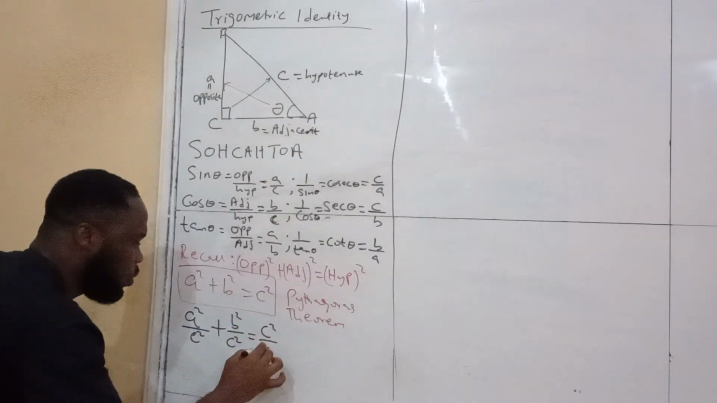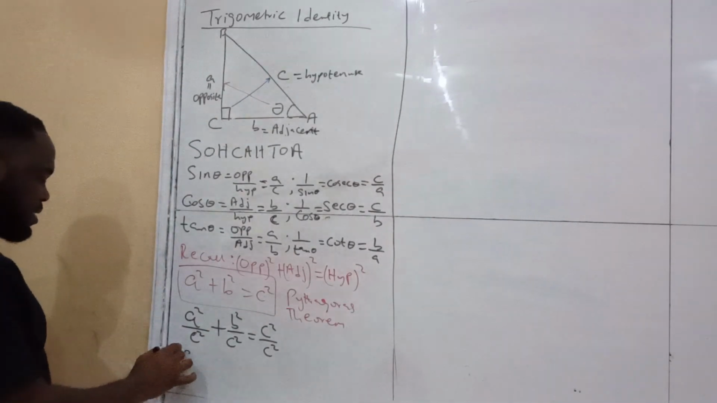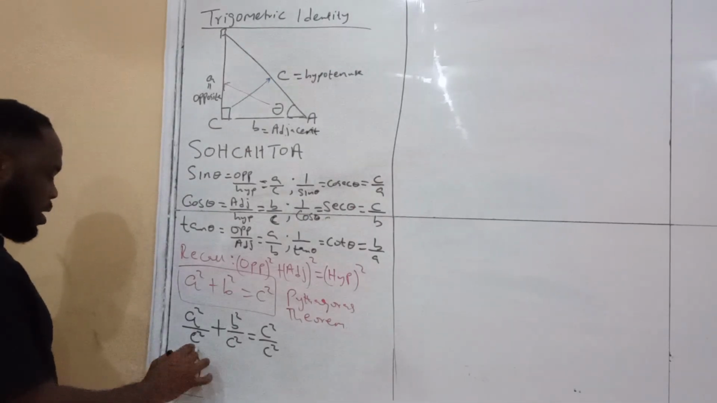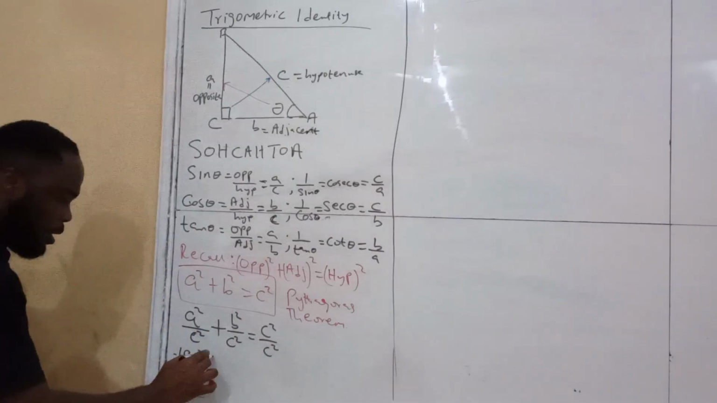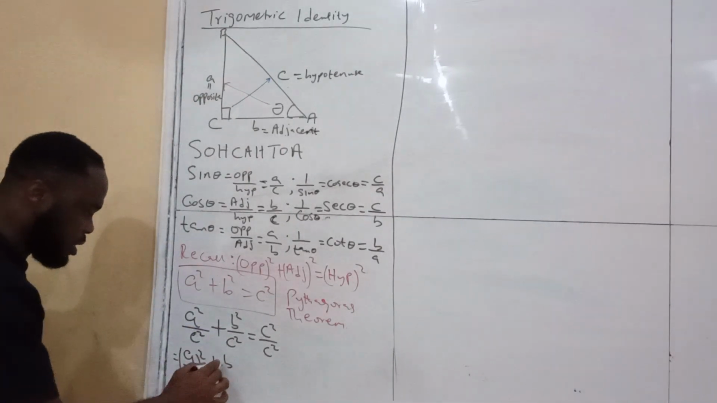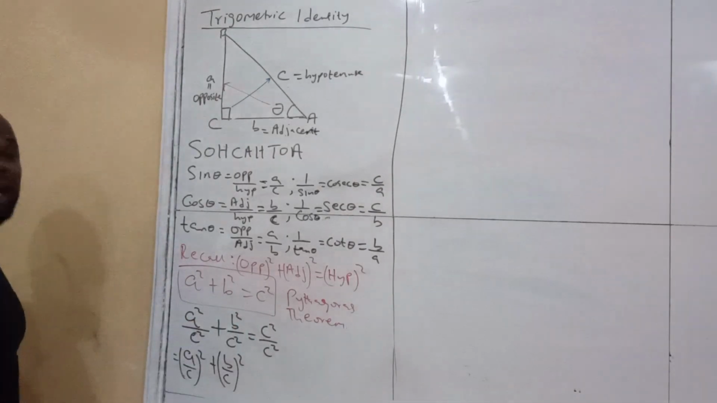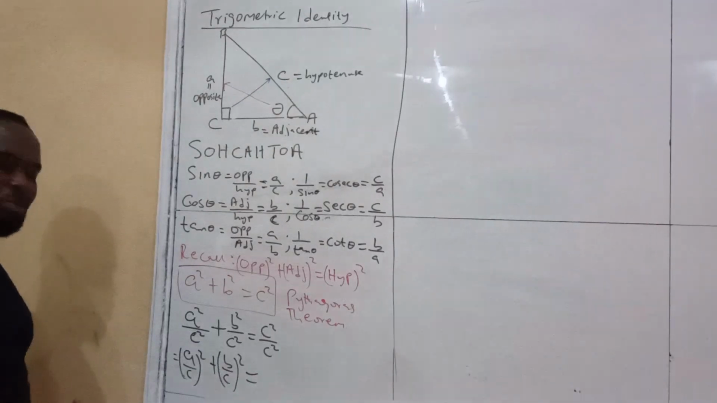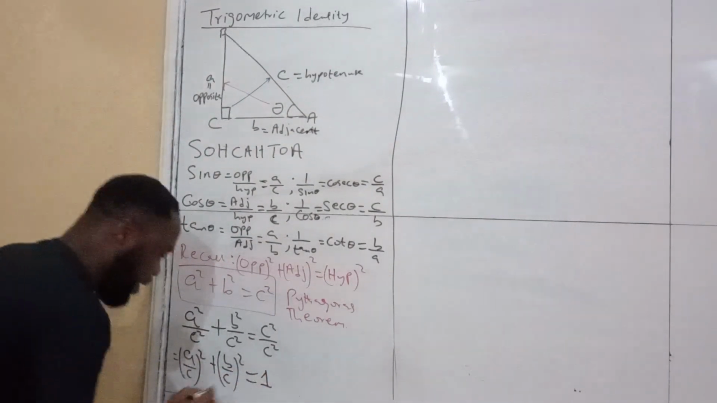C squared all over C squared. Now from indices, we can express this as A all over C all squared, because they have common powers, right? Plus, we can also express this in terms of B over C all squared, because they have common powers. Equals C squared divided by C squared is 1. Okay? So we have 1 here.